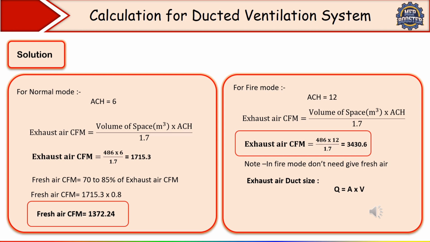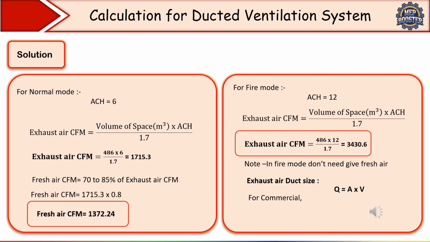30.6. And I have told you that duct size we always have to do for fire mode only. So here for commercial, the Q value we know is 3430.6, but how much velocity do we have to maintain? The velocity totally depends on which building you are designing: a public residential building, commercial or industrial.